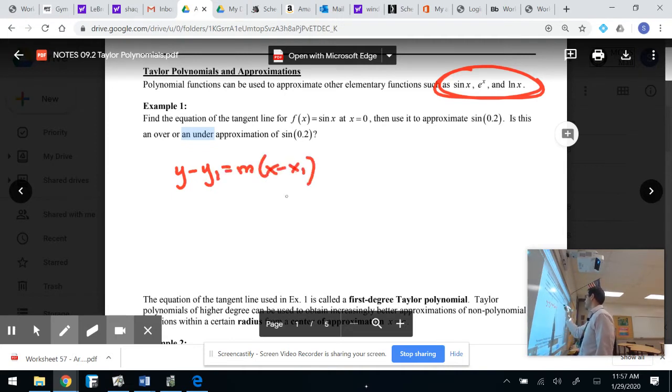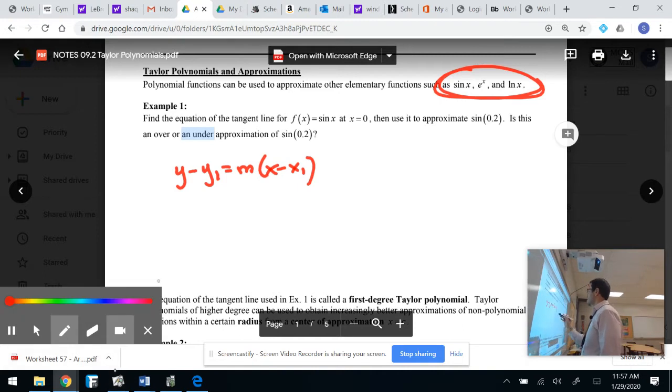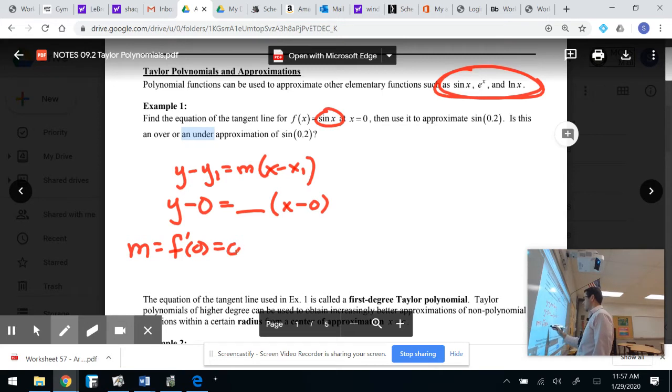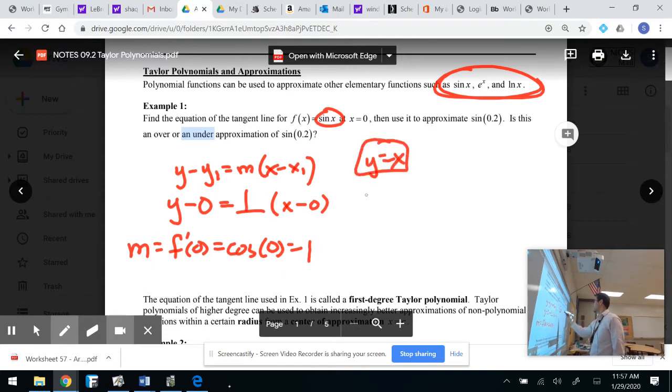And if I'm doing this at x equals 0, well, sine of 0 would be 0. I'm going to have to find x minus 0. Well, what is m? Well, m is going to be equal to the derivative at 0, right? And the derivative of sine of x would be cosine of x, which we're going to put a 0 in, which would be 1. So if I wanted to be more accurate, there we go, y equals x. So that's going to go ahead and give me an approximation.